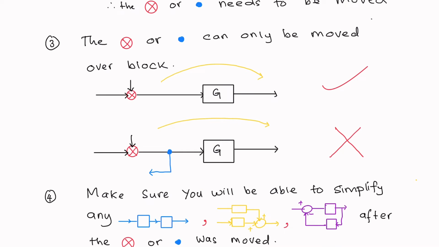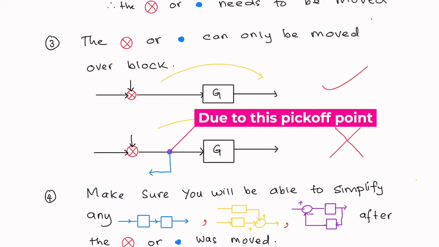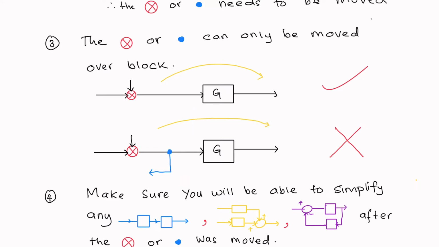For tip number 3, please understand that a summation point or pick-off point can only be moved over a block. Therefore, in diagram 1, the summation point can be moved over a block toward the output. However, in the second diagram, the summation point cannot be moved over the block toward the output because there is an additional pick-off point there. It means a summation point cannot be moved over a pick-off point, only over a block.